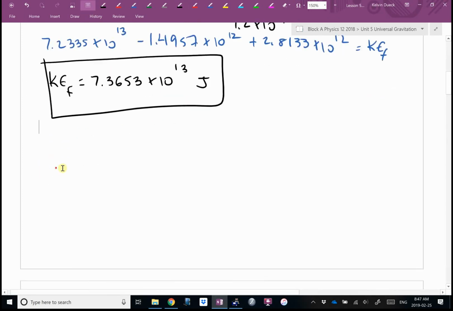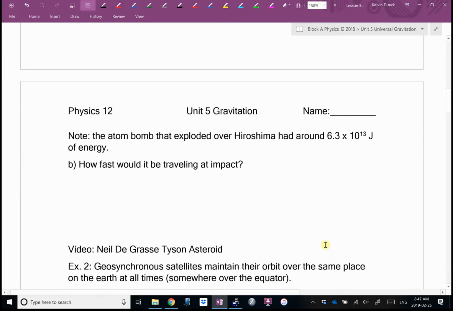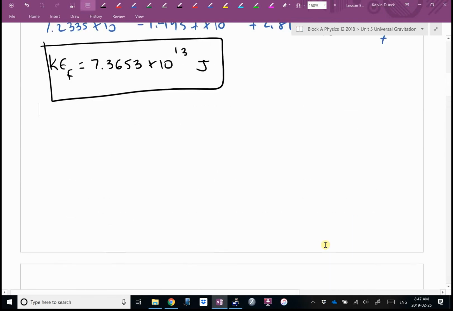Well, I tried to put it into perspective for you. The atom bomb that exploded over Hiroshima had around 6.3 times 10 to the 13th joules. So this would be the equivalent of a small atom bomb. It'd do some damage. How fast would it be traveling at impact?